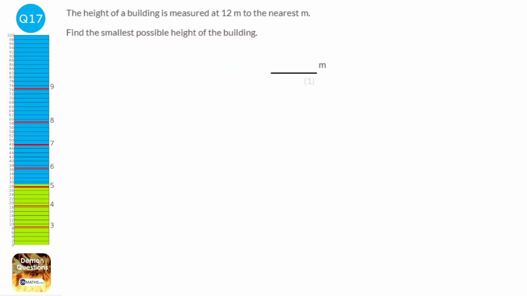To answer this question, I'm going to do a quick number line, and I'm going to put the 12 meters on my number line, and think what the next number down would be that it could have rounded to. Well, it's 12 to the nearest meter, so the next number it could have rounded to is 11. And to find the minimum it could have been before rounding to 12, all we need to do is find the halfway point between 11 and 12, which is obviously going to be 11.5. So our answer is 11.5 meters.